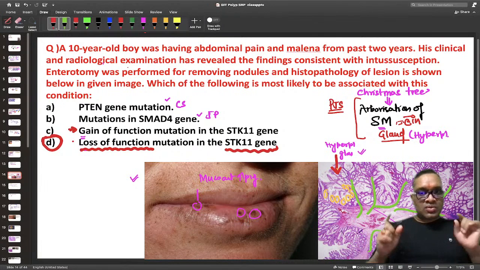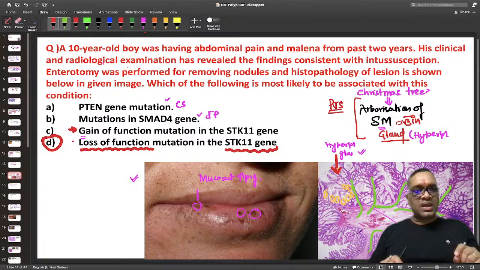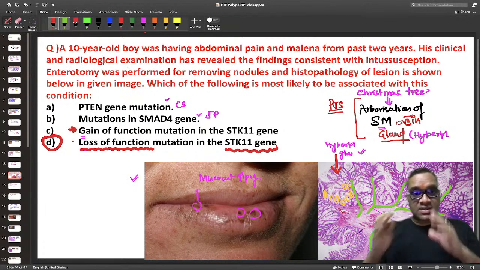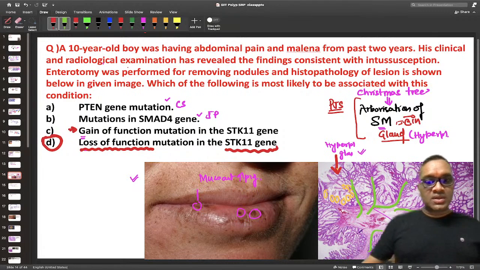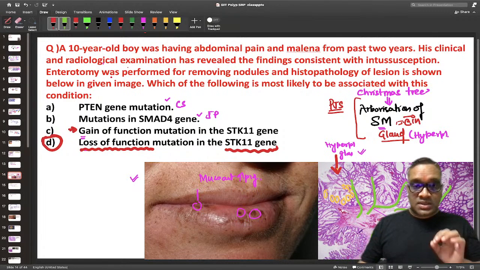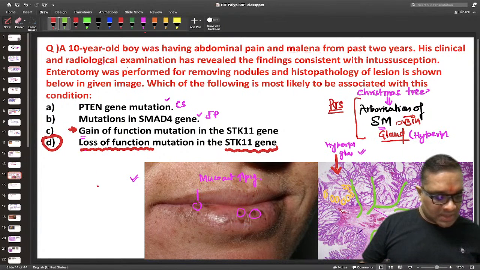So now you understood. During exam time, you have to read each and every option very carefully. This is how similar options will be given and you have to choose the correct answer, right? So loss of function mutation in the STK11 gene is the reason for Peutz-Jeghers syndrome. Everybody, is it clear?